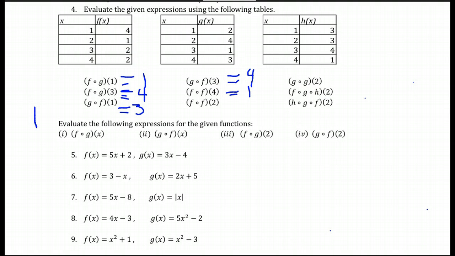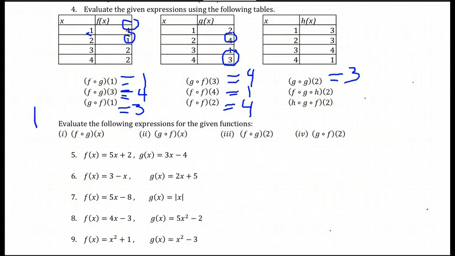F composed with itself at 2, we plug 2 into f, we get 1, plug in 1, then get 4. If we want to do g composed with itself and plug in 2, plug in 2 first to get 4, take the output 4, plug it back into g, get the output 3.